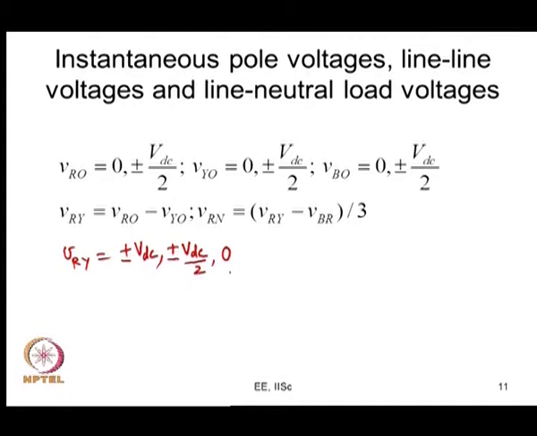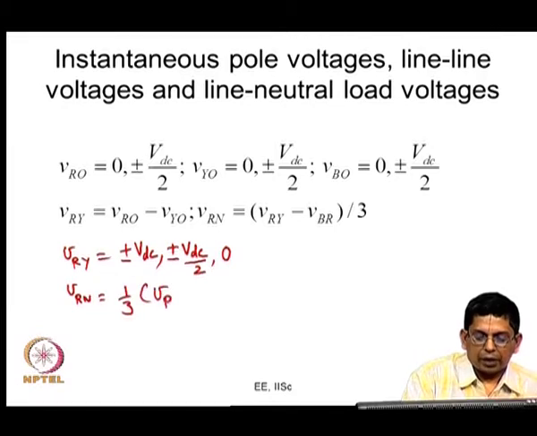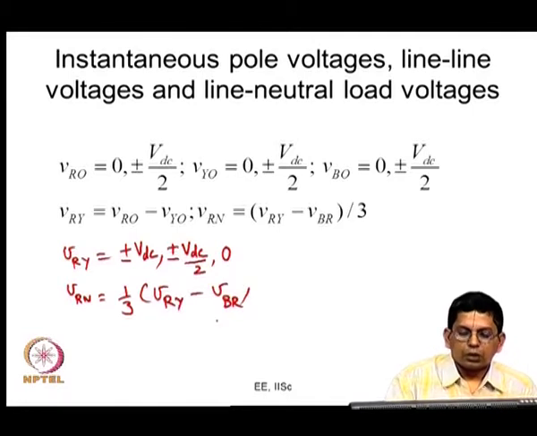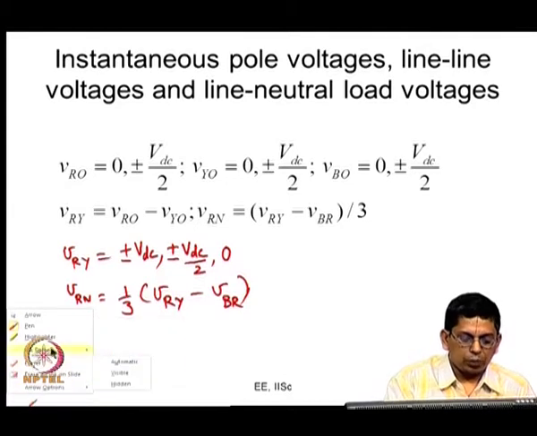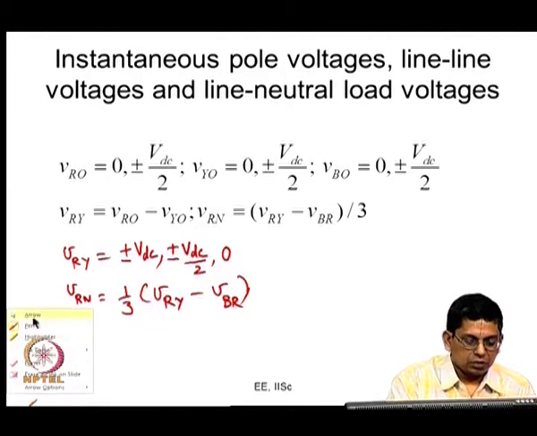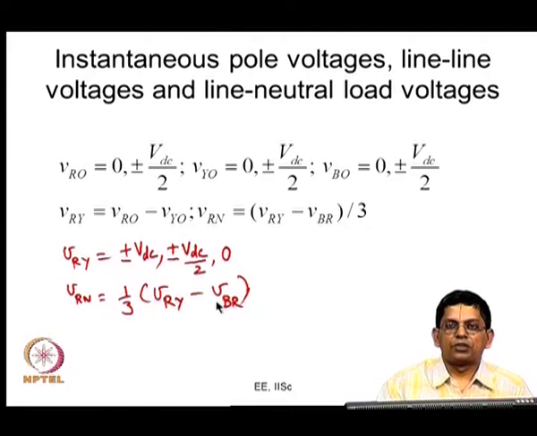Again, next if you are trying to do VRN is equal to 1 by 3 times VRY minus VBR, you have different possibilities. If you substitute one after the other, you would be able to get many different possibilities. VRY itself has 5 possibilities, VBR itself has 5 possibilities. So, let us look at some possibilities.